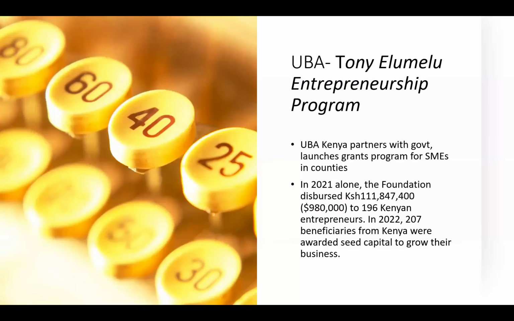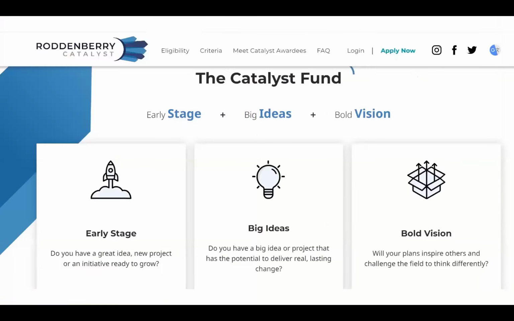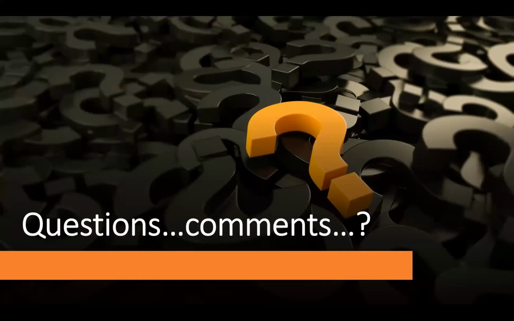Briefly about UBA Bank, founded by Tony Elumelu. This is a big bank supporting a lot of social entrepreneurs in Kenya. In 2021 alone, they disbursed almost 100 million to 196 entrepreneurs. So that is a place you can check out. Just Google and you will find more about the Tony Elumelu Entrepreneurship Program. There is also a Catalyst Fund, supported by Roddenberry Catalyst, supporting early stage, big ideas and bold vision. So you can check it out on Google.